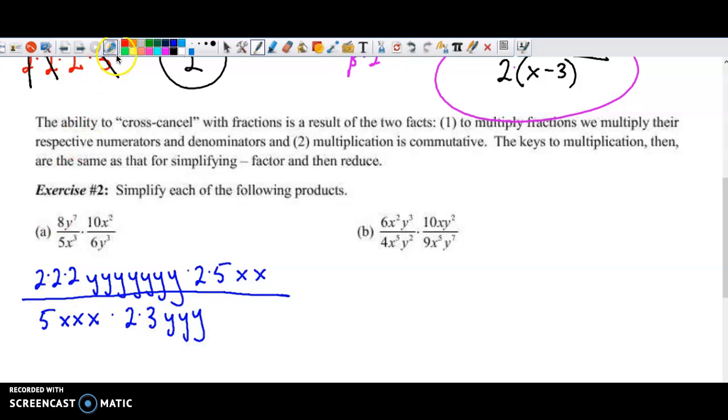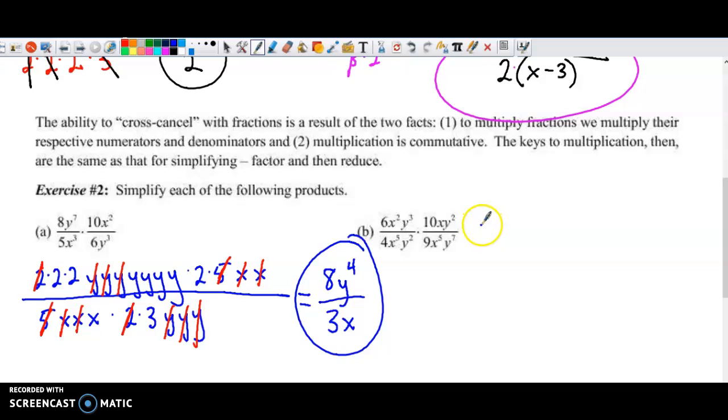6 is 2 times 3 with 3 y's. And I guess the fun starts after that, is start canceling out. This 2 would cancel out with this 2. This 5 could cancel out with this 5. We could cancel out 2 x's. And then we could cancel out 3 y's. And what are we left with? If I counted correctly, 2 times 2 times 2 would be 8 y to the 4th. And on bottom, you're left with 3x.